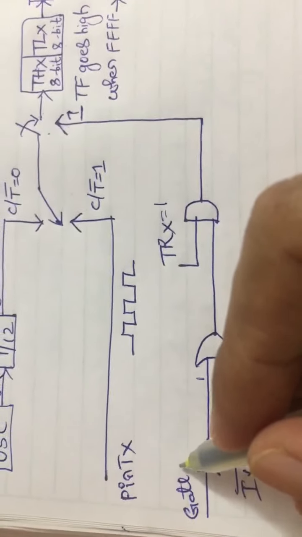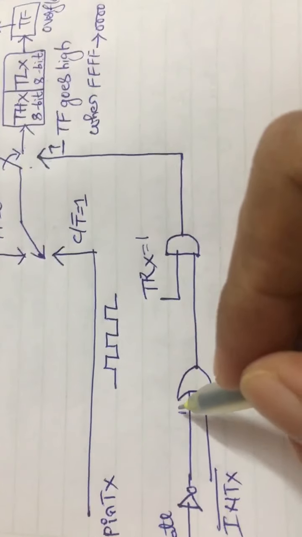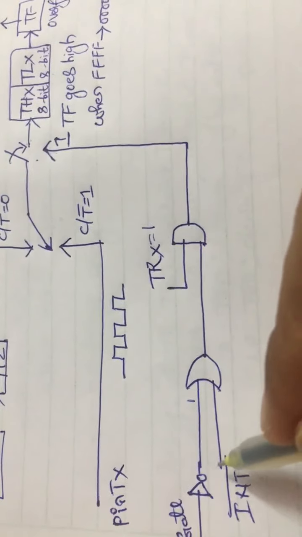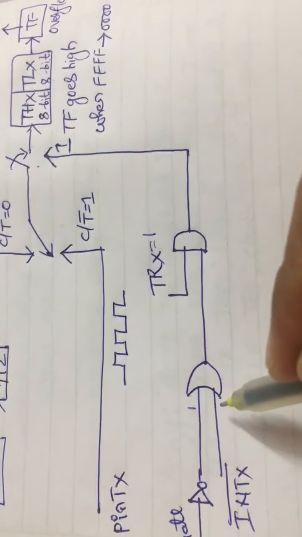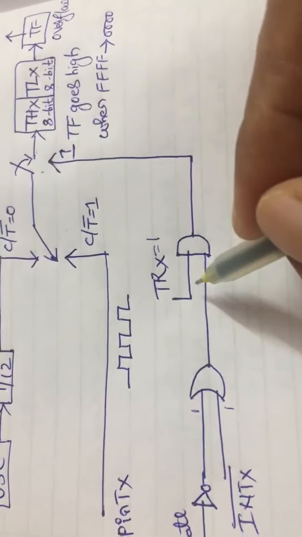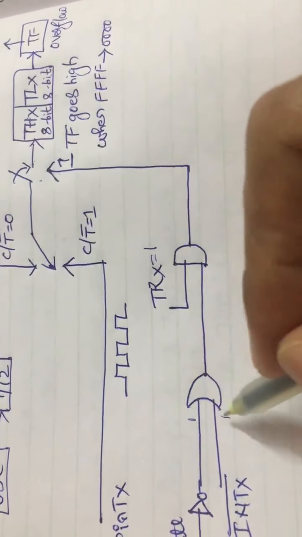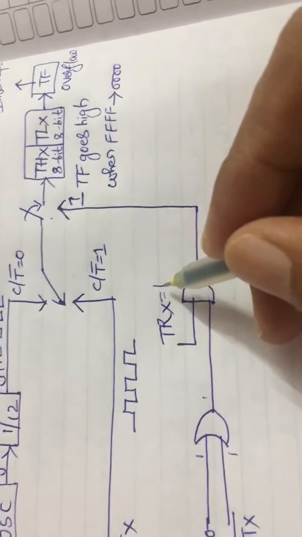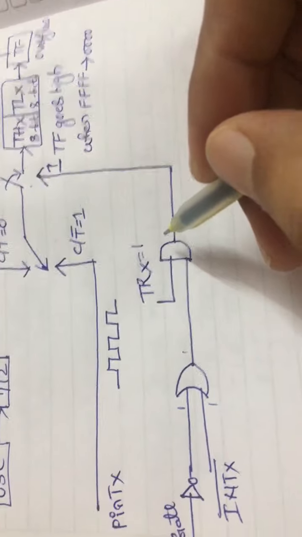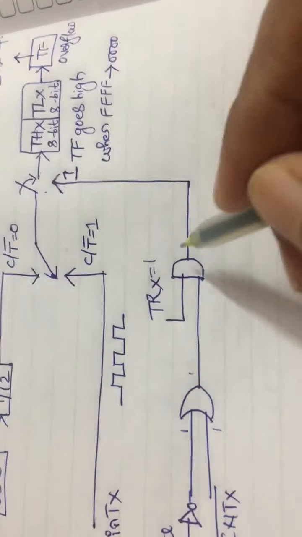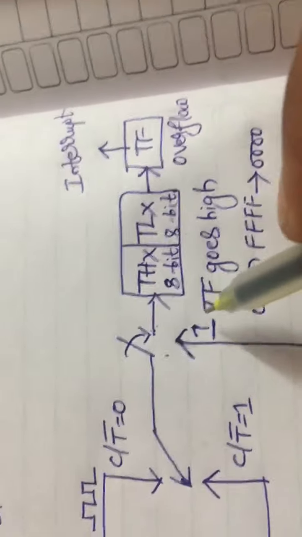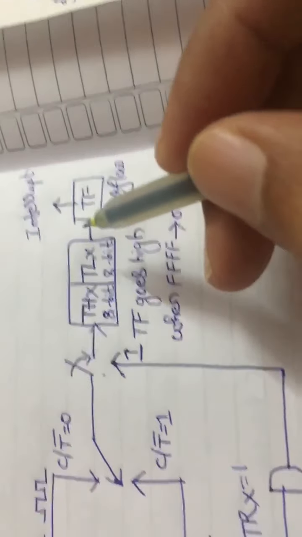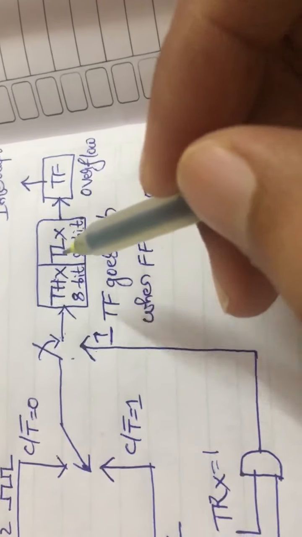And if I take GATE equal to 1, the output of this is equal to 0, and there we need to make the output of this equal to 1, so that I will get here: this is 0, this is 1, and here I will get 1, and the value of TRX must be equal to 1. So my conclusion is that the output of this particular block should be equal to 1. Then only can I close this switch and our counter or timer will start.